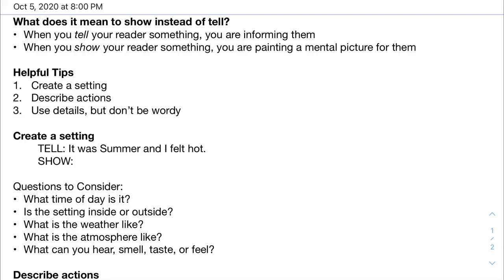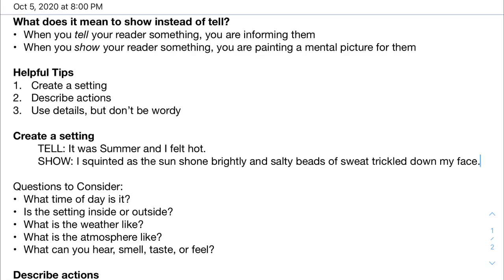So first we'll create a setting. Our tell example is, "It was summer and I felt hot." But how can we show this to someone? Here's a sentence that I came up with instead. I squinted as the sun shone brightly and salty beads of sweat trickled down my face. So what I'm trying to show is that it's summer, so I included how the sun shines bright and the action of squinting as it's kind of like blinding. And then I included that salty beads of sweat trickled down my face to indicate that feeling of the heat kind of just embracing me.